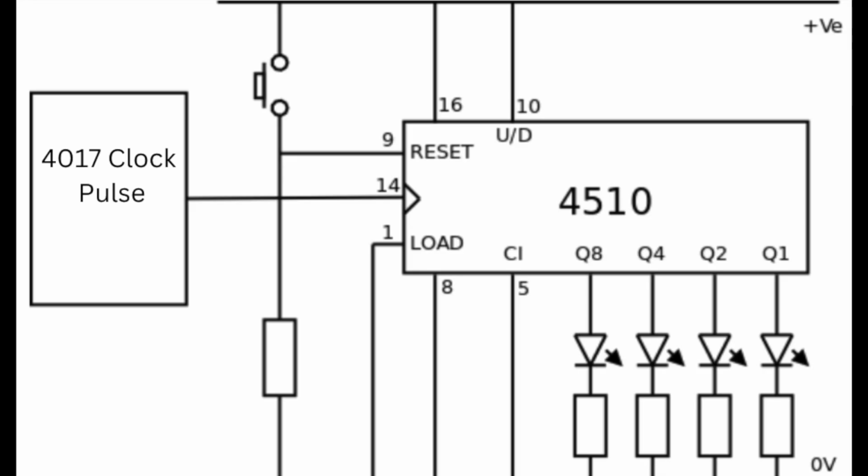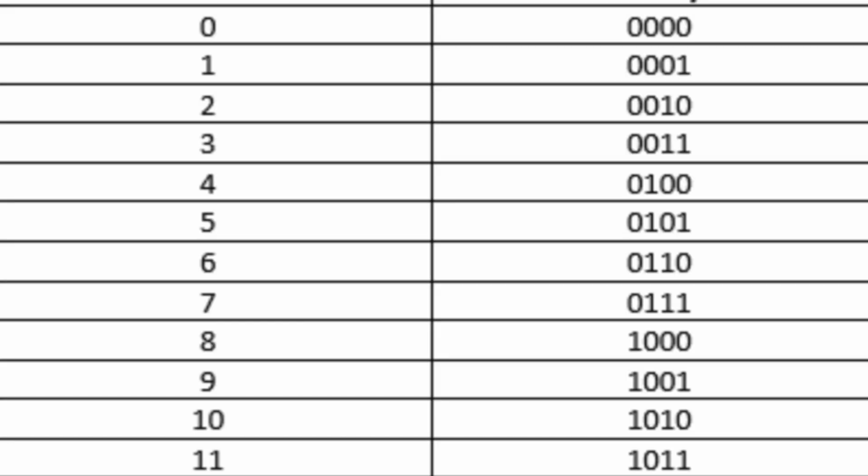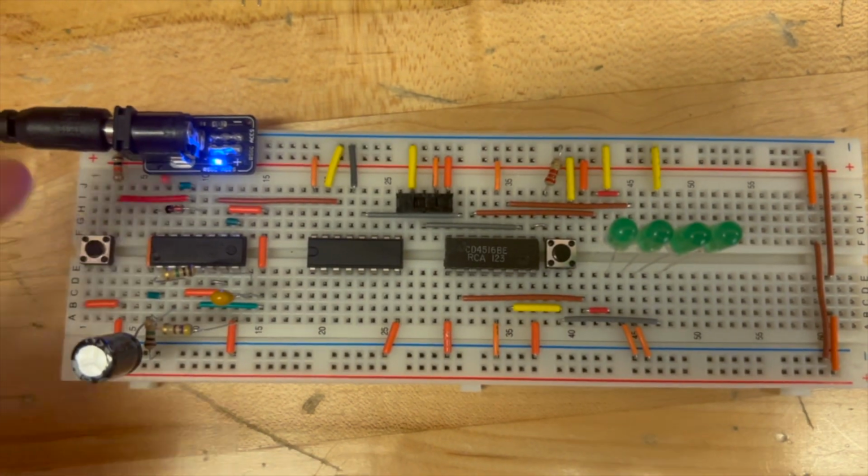The next stage of this circuit is the 4510 special operation chip. This chip takes the clock pulse from the 4017 and turns it into 4 binary outputs. Each of these LEDs has a different binary weight, such as the Q8 has a weight of 8, the Q4 has a weight of 4, the Q2 has a weight of 2, and the Q1 has a weight of 1. This allows for counting in binary, as seen here.